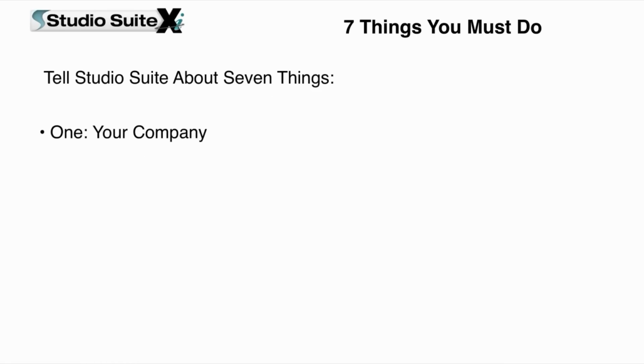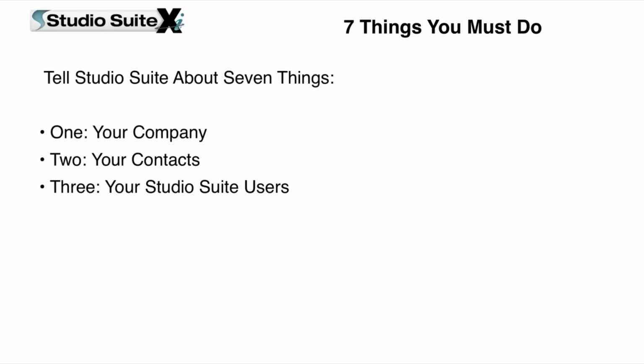Studio Suite. And that means that we need to tell Studio Suite about 7 things. The first one is your company. Everything that you create in Studio Suite needs to be flagged with information about your company. So we need to do that first. And also your contacts. Probably the work that you do is for people and involves people. So we need to get them defined. And there's also users within Studio Suite, and they may have different roles and names and things like that. Also the records that they create should be flagged as for them. So we need to create the users.